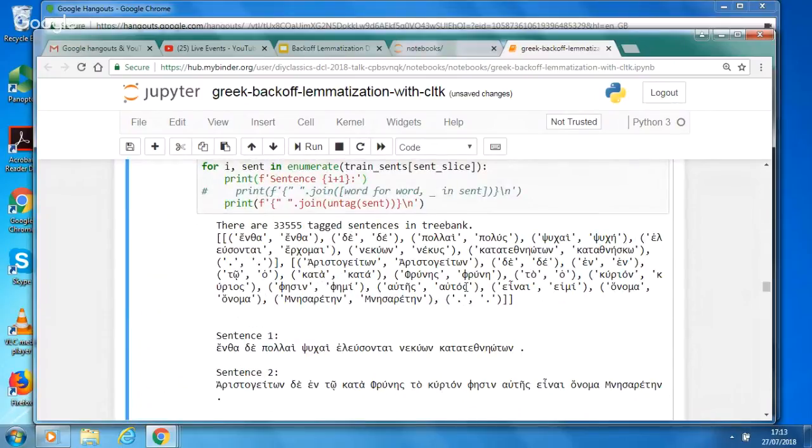See, this is the training data I'll use: entha matches to entha, de to de, poli to polus, et cetera, et cetera. These are some sentences that appear, Aristogaiton, you know. These are things that Perseus has already done that work.